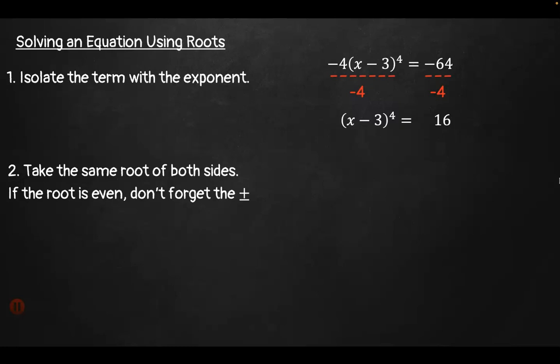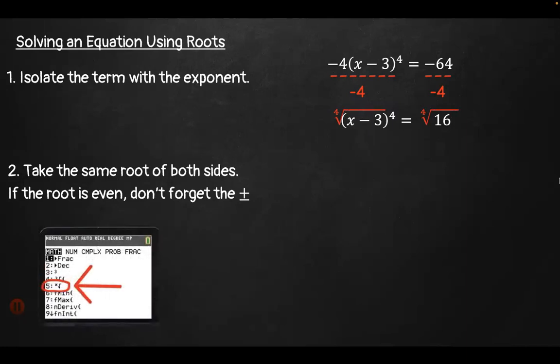Now that I've isolated the term or that expression that has the exponent, I'm going to take the same root of both sides. So I'm going to take the 4th root of both sides. Now again, remember you can go ahead and click on math and then find option number 5 to get the 4th root of 16. Now, if you're taking the root and that root happens to be even, when you get your answer, don't forget to put that plus minus sign.